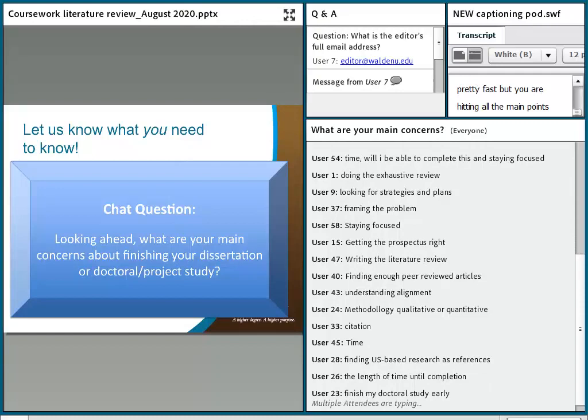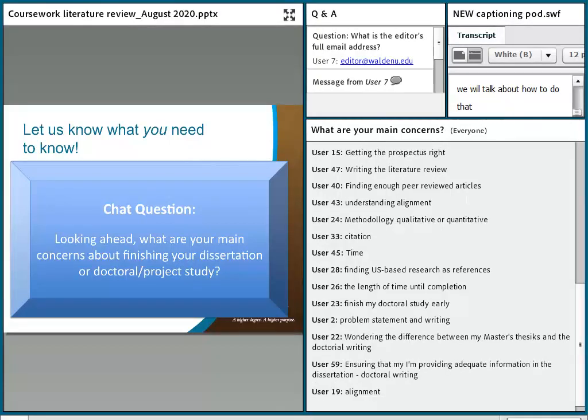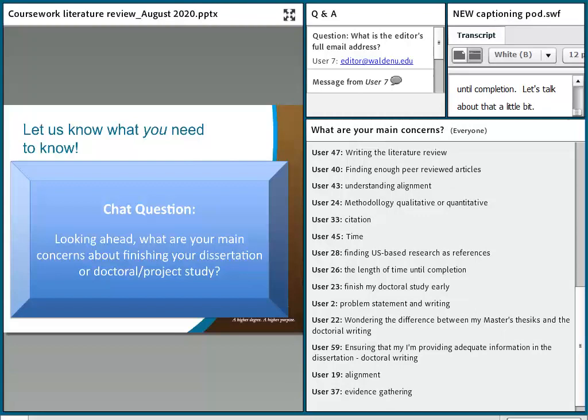Finding data, affirming my team, start. Wow, you guys are awesome. Starting my writing and staying focused. You're going faster than I can read. I'm just going to keep going because it's going down pretty fast, but you're hitting all the main points. Doing the exhaustive review, yes. Framing the problem, staying focused, getting the prospectus right. Your methodology, qualitative or quant, understanding alignment. That's such a big one, isn't it?